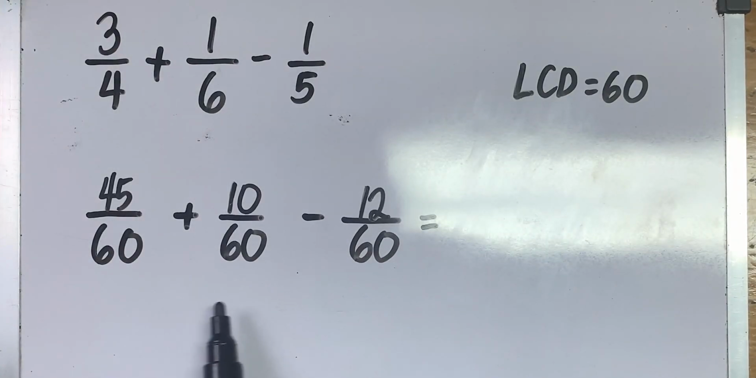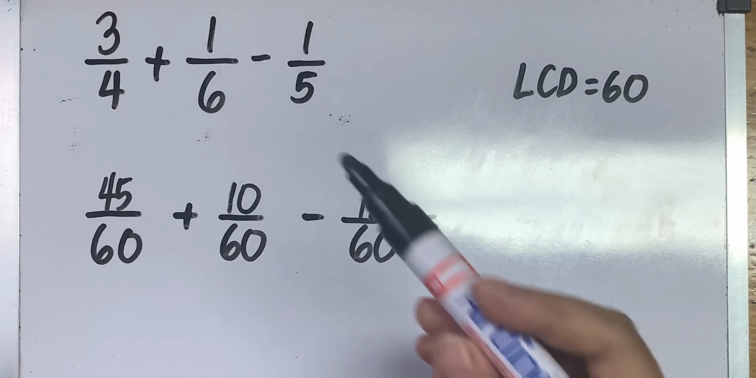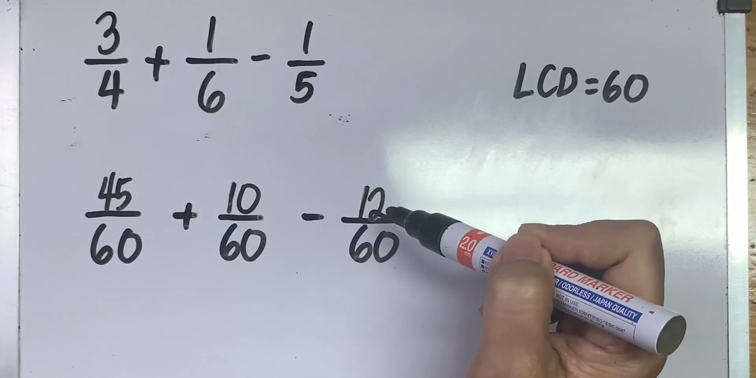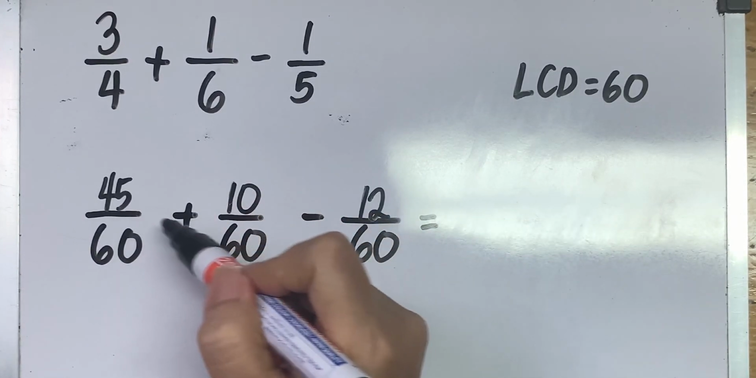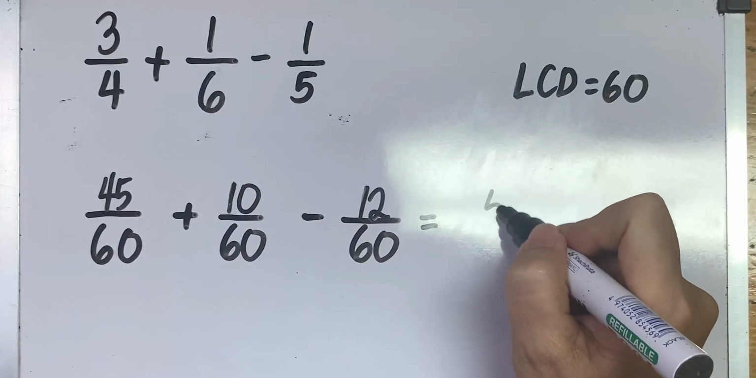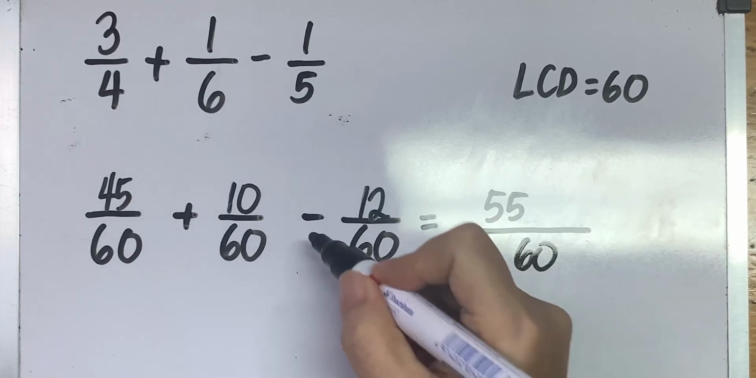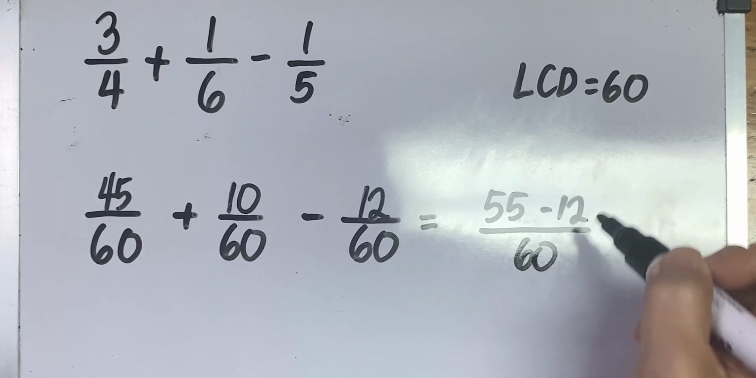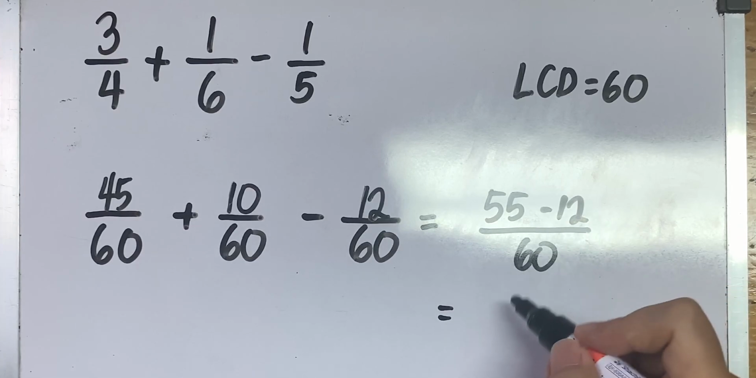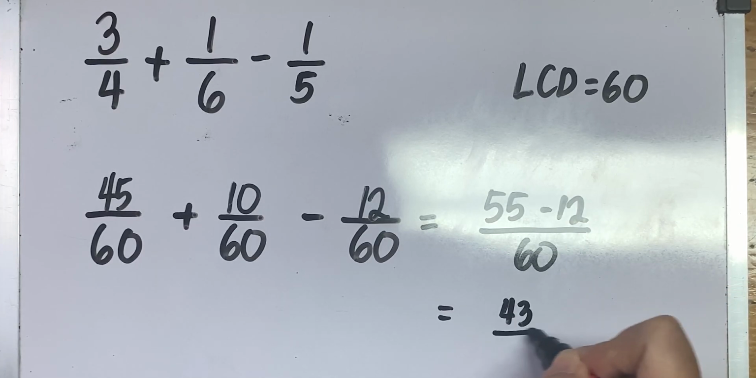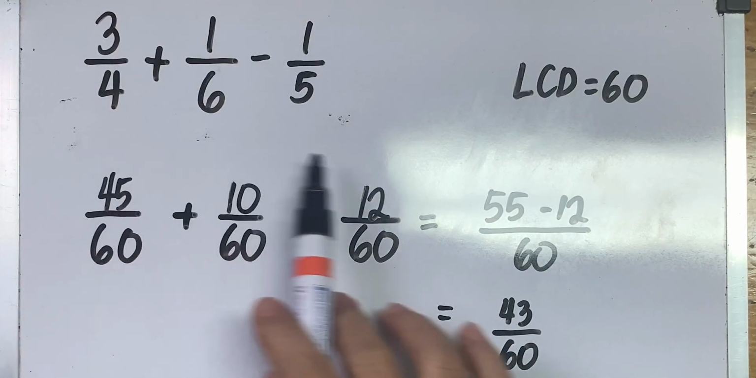So since they all have the same denominator, we can just add and subtract the numerators. So 45 plus 10 gives us 55, minus 12. So 55 minus 12 is 43 over 60. Make sure that your final answer is in its lowest term. 43 over 60 is already in its lowest term. So that's our answer for this particular example.